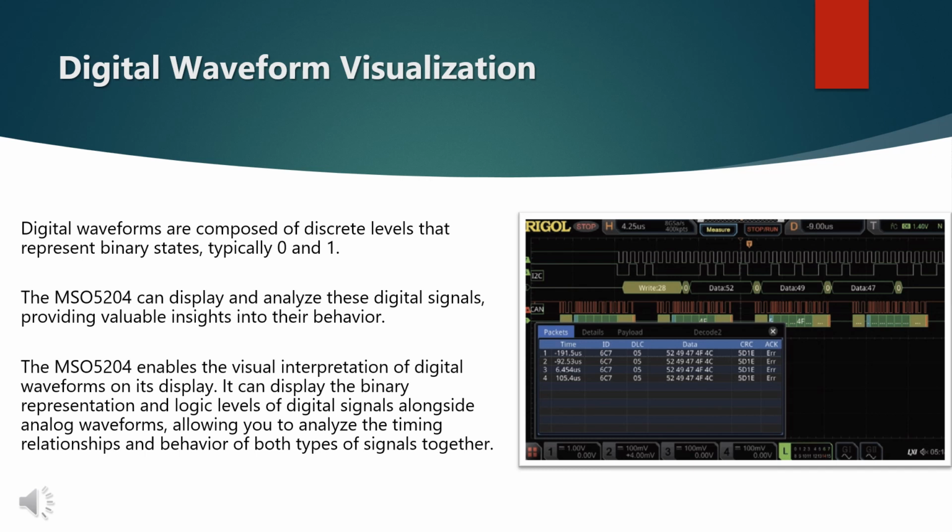Let's consider an example where we have a digital signal representing a square wave. On the oscilloscope screen, the digital waveform will be displayed as a series of discrete levels, transitioning between logic low and logic high. By observing these levels and their timing, we can gain insights into the digital signal's frequency, duty cycle, and timing characteristics. The ability to visualize and analyze digital waveforms alongside analog waveforms on the MSO5204 provides a comprehensive view of your system signals. This is particularly useful in mixed signal designs or when troubleshooting digital circuits that interact with analog components.